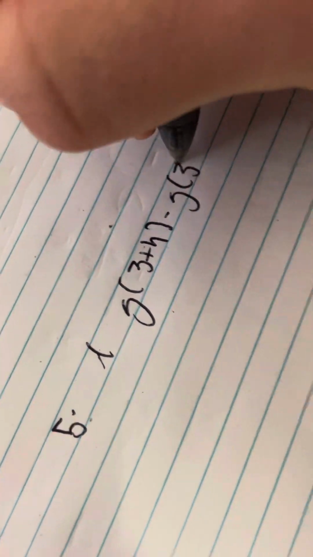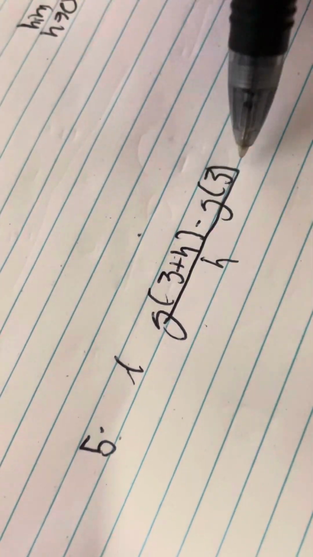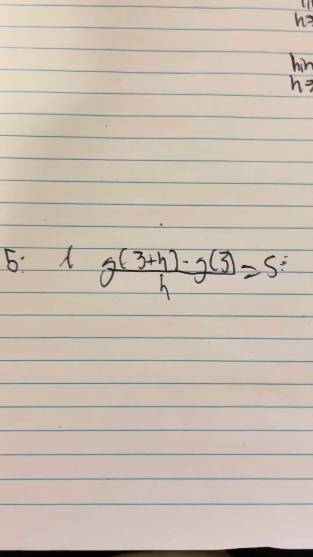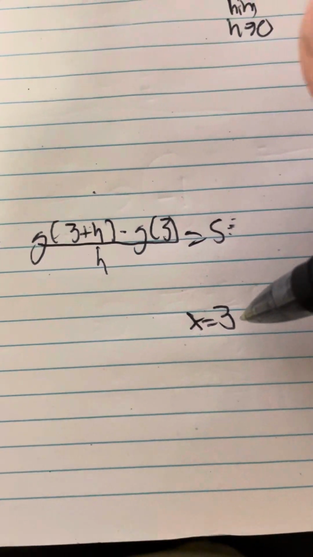And then for the last one, number 5, I got this wrong as well. Actually, let me write the equation. So we have g of 3 plus h minus g of 3 over h equals 5. So this is going to be the equation that we've been making this whole test. They just wrote it out first. So we already know that the IROC is 5. That's one thing we know. And since we see that the 3 plus h is here, we know that the original point will be 3. So we know that at x equals 3, the instantaneous rate of change is 5.